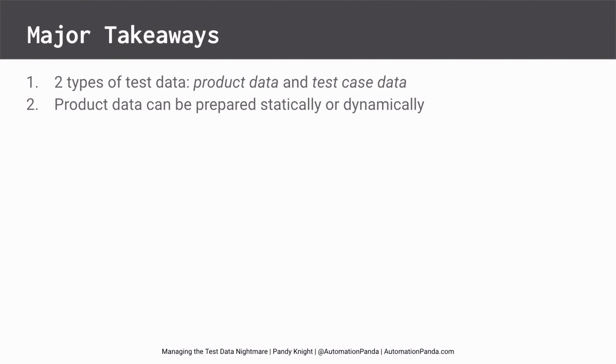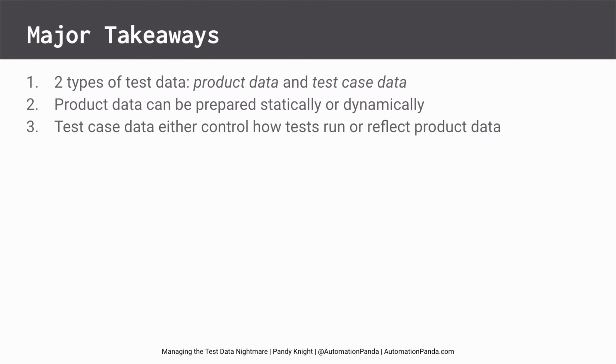Product data can be prepared statically or dynamically. It's baked into your product under test. It's what is there, it's what is real. Test case data can either control how tests run, sort of like a configuration thing, or it can reflect product data in its revealing behavior. You always want to handle your references and shared data carefully. And before I go to the next slide, this will be your picture shot. 5, 4, 3, 2, 1.